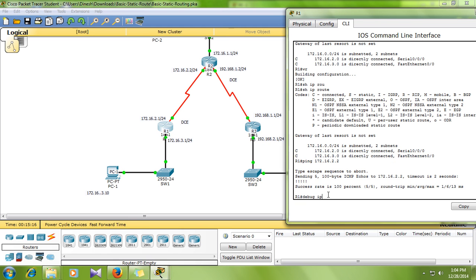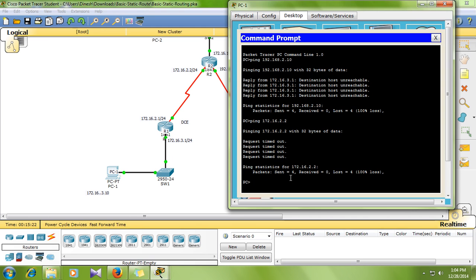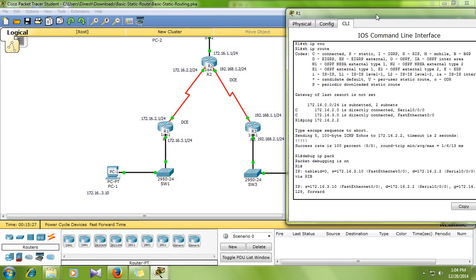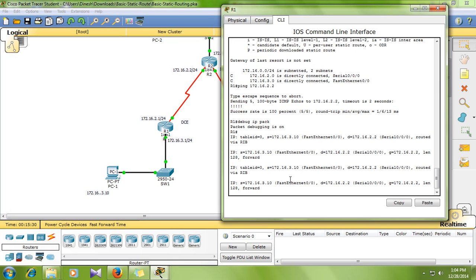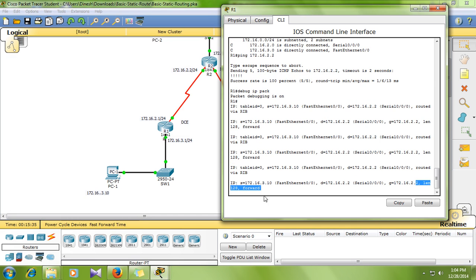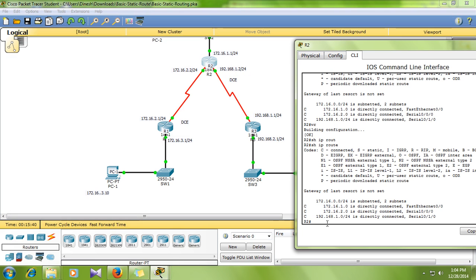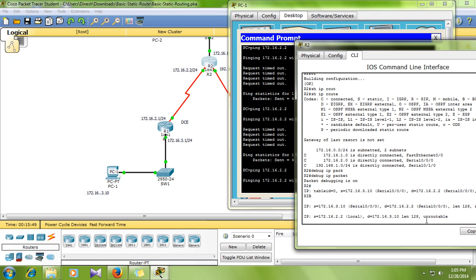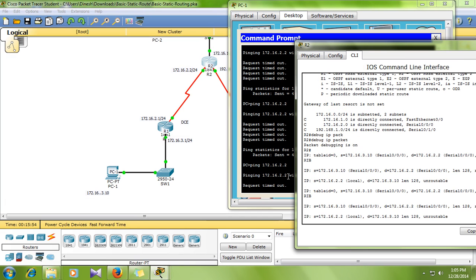See, debug IP packet. Let's reach the same on R1. Look at the output. It's forwarding to serial 0/0/0 towards the destination address, because it is forwarding to R2. The packet is entering R2. We are getting the message unroutable from R2. That's why we are not able to reach.